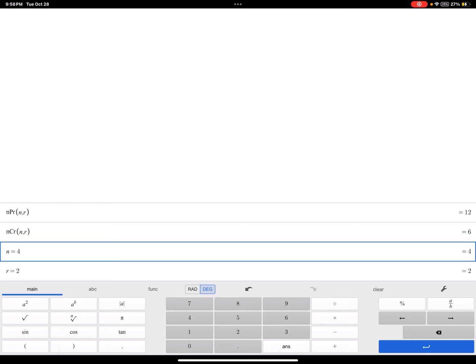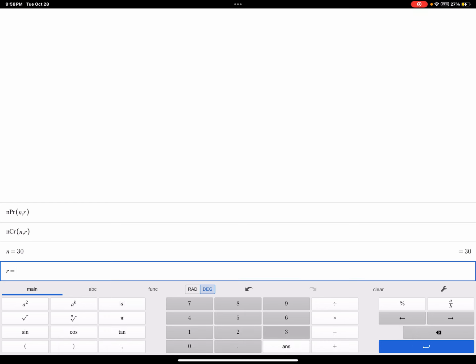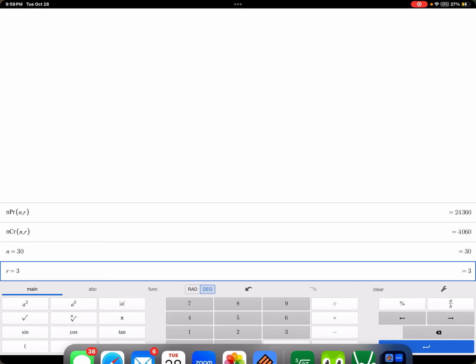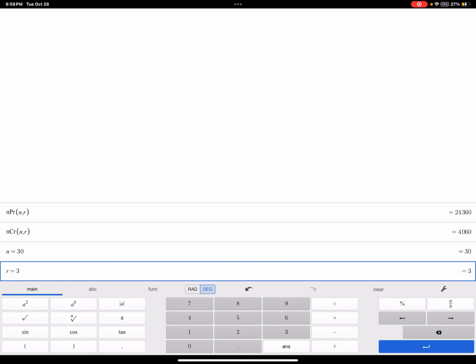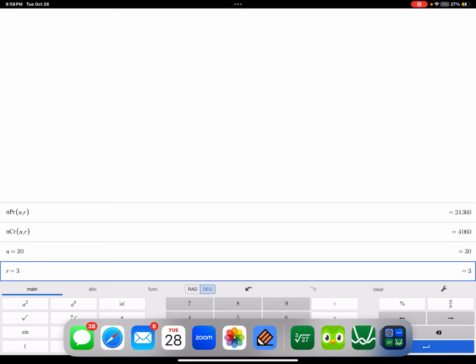What number was I just doing? It was 30 and 3, I think. 30 and 3. And I wanted the combination one, yeah? 4060. Well, this is kind of nice, too, because I can compare the two, permutation versus combination. So anyways, I got 4060.